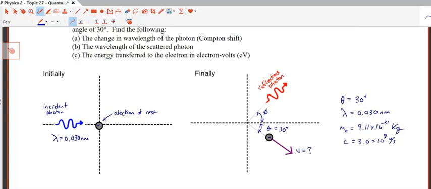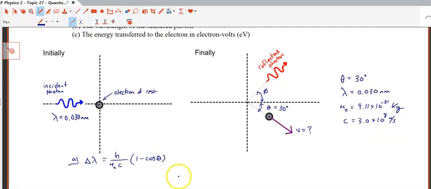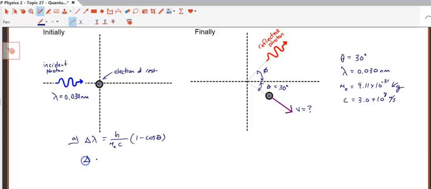So part A is asking for the change in the wavelength of the photon. So I'll just write out the equation. The change in wavelength, and you're simply getting this from your equation sheet, right, is equal to Planck's constant divided by the mass of the electron times c, and then 1 minus cosine theta in brackets. So we're now just going to plug in the numbers and then solve for it. So for the mass of the electron, it's 9.11 times 10 to the power negative 31 kilograms. Planck's constant is 6.63 times 10 to the power negative 34 joule seconds.